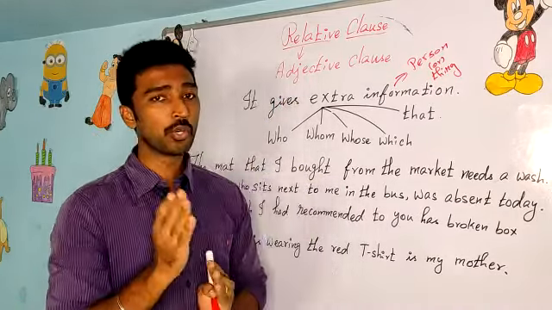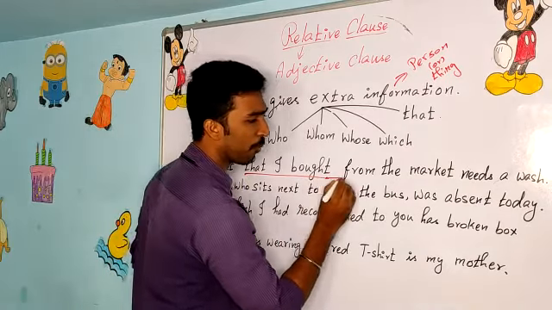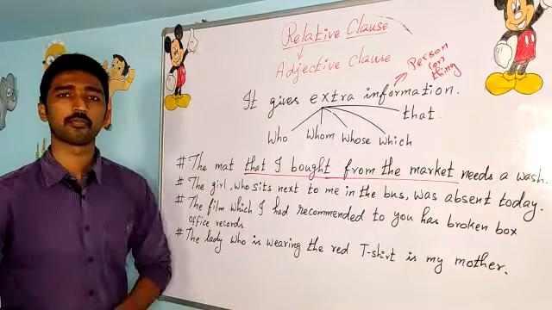The first example given here is: the mat that I bought from the market needs a wash. Can you find the relative clause in this sentence? Is it that I bought? I have told you that is a relative pronoun. Is this a relative clause? It is partially correct. Because the relative clause here is that I bought from the market. You know what? Without the relative clause, it gives meaning. Just hide it. The mat needs a wash.